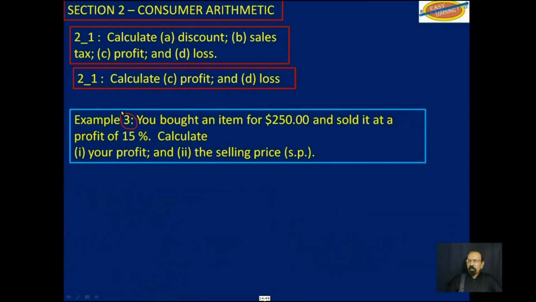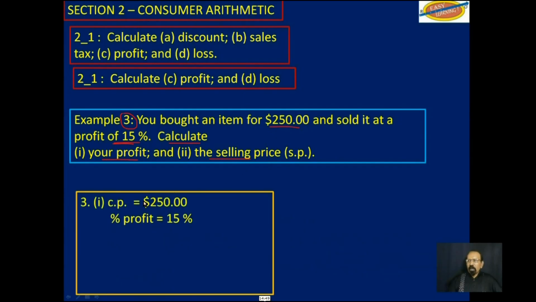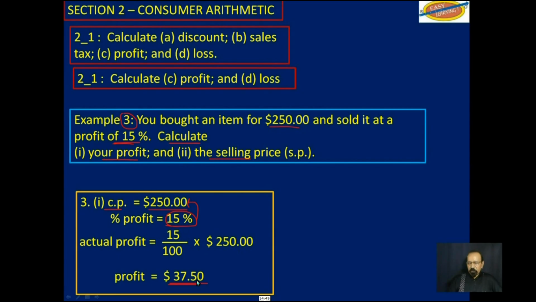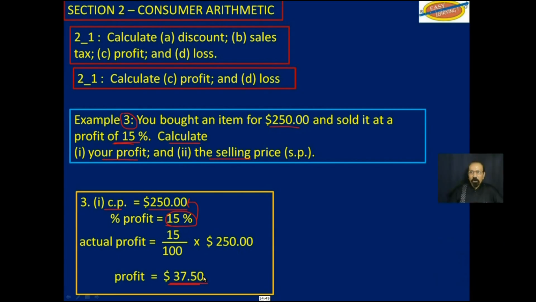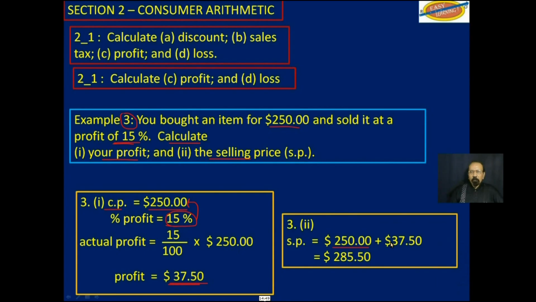Example 3. You bought an item for $250 and sold it at a profit of 15%. Calculate your profit and the selling price. Okay, so the cost price is $250. The profit is 15% of that $250. So you find 15% of $250 and you get $37.50. So how much did you sell it for? $250 plus $37.50.